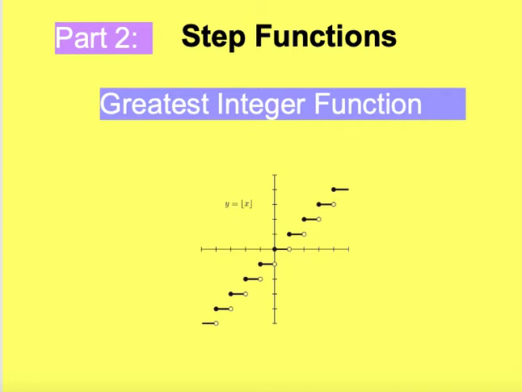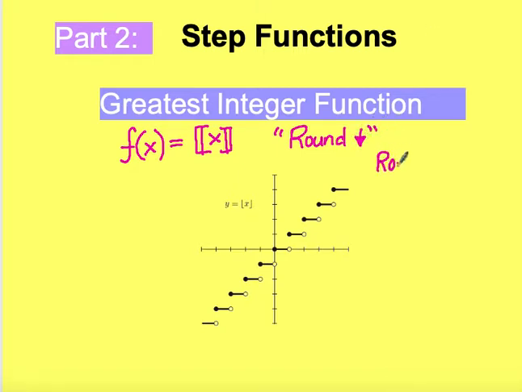Now, there are different types of step functions, but for our first example, we're going to look at the greatest integer function. When you see the greatest integer function, it almost looks like a double set of brackets. You'll see straight bars inside of double brackets, and that means you are to find the greatest integer. It's also called a round down function, because when we find the greatest integer, we always round down to the next integer below.